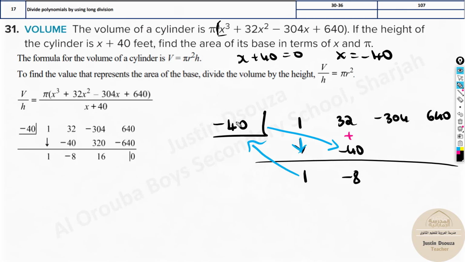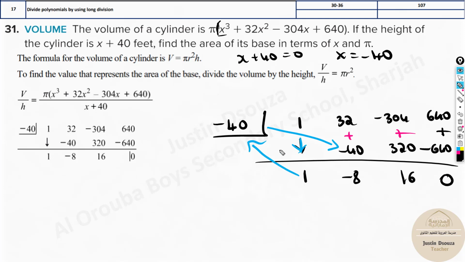Now again multiply this with minus 40. 8 fours are 32. It will be minus minus, positive 32, and minus 304 is there. Add this up. What happens when you add it up? It will be minus 16... 320 minus 304 is 16. Now this multiplied by minus 40: 16 times 4 is 64, minus 640 and 640. Add it up, 0. This is it.